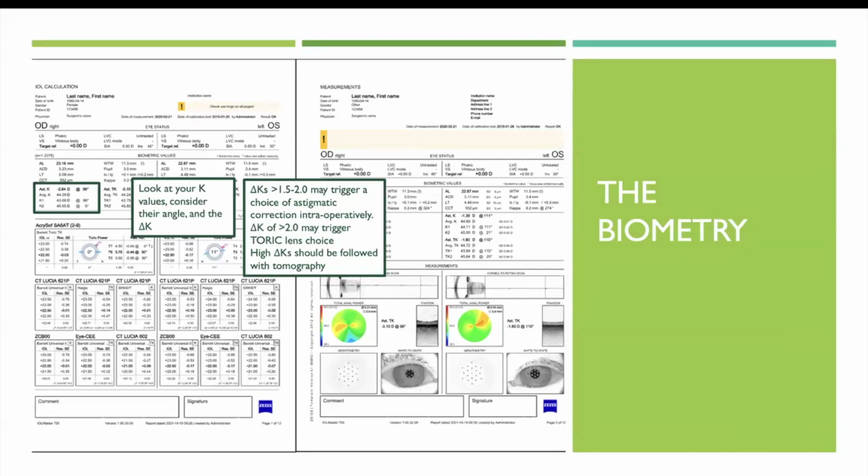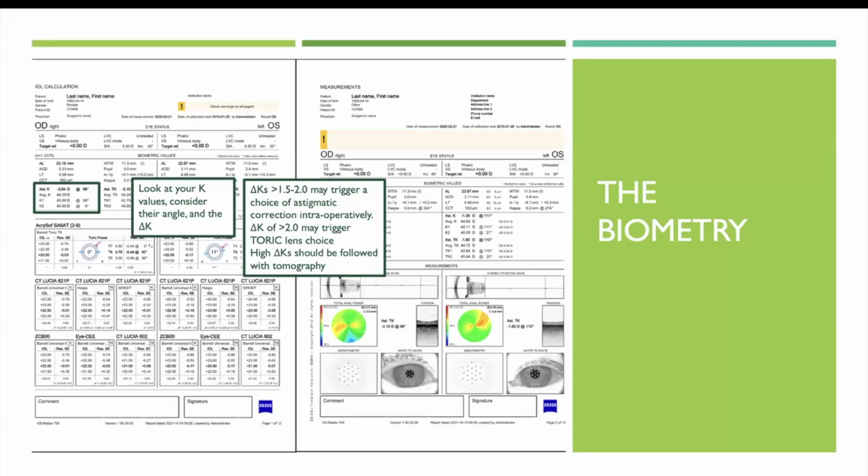But a delta K above 2, and again, this depends on where you work, what the protocol is. Sometimes it might be 1.7. If you're in the private sector, it may well be lower. But in the NHS, for example, here in the UK, any delta K of above 1.7 to 2, depending on where you work, usually triggers whether or not the patient should be assessed for a toric lens.